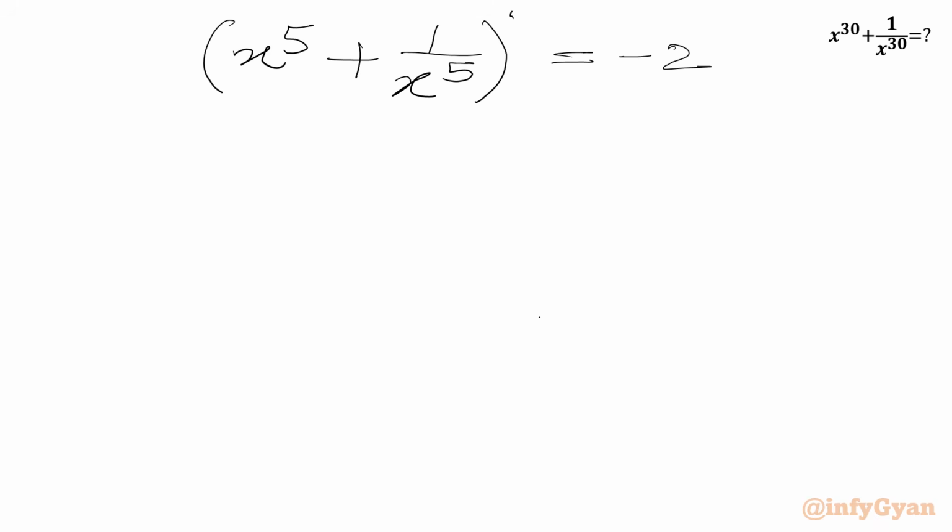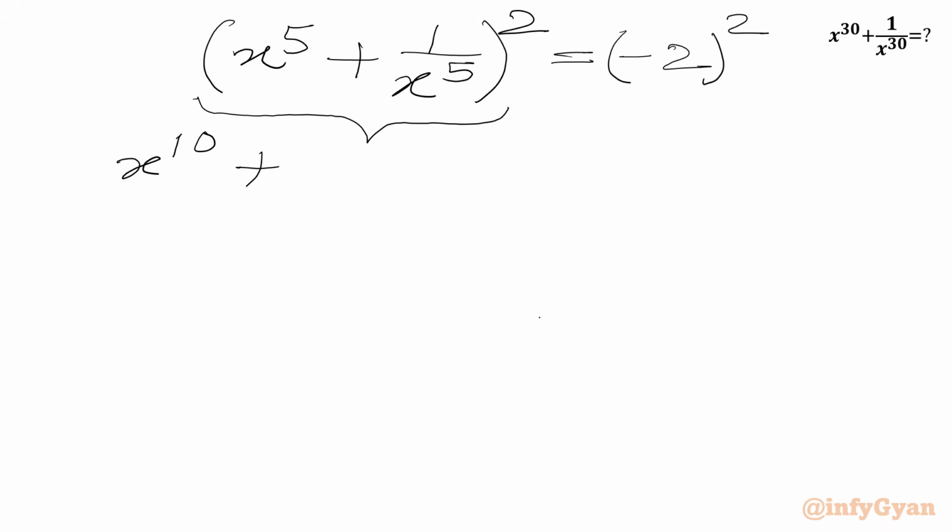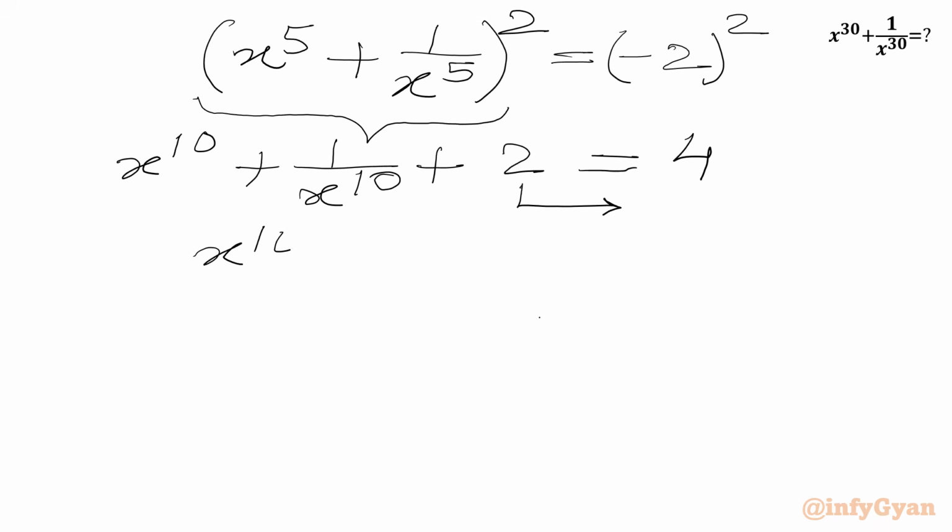Let's consider squaring both sides. We'll be using the (a + b) whole square identity in the LHS. So we will write (x⁵) whole square, x¹⁰, plus (1/x⁵) whole square, 1/x¹⁰, plus 2 times x⁵ times 1/x⁵, which will be 2, equal to (−2) square, 4. Now we will take this 2 to the RHS and we are going to get x¹⁰ + 1/x¹⁰ equal to 2.